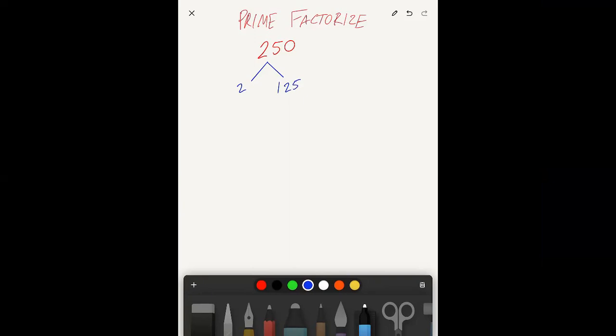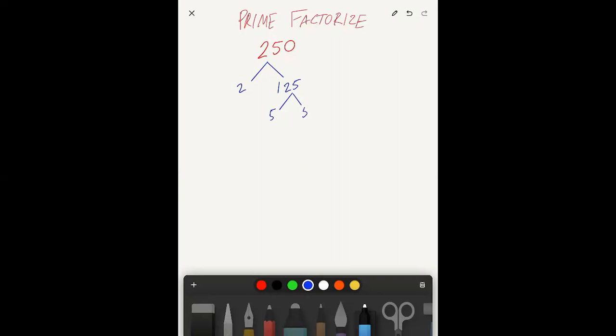It's not divisible by 3 because 1 plus 2 plus 5 is 8. It's not divisible by 4 because the last two digits aren't divisible by 4. But it is divisible by 5. So we go straight there. It's going to be 5, and that would be 5.